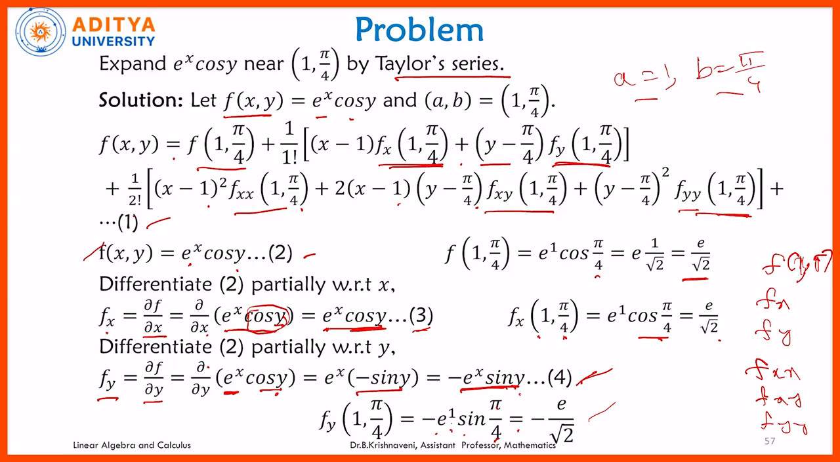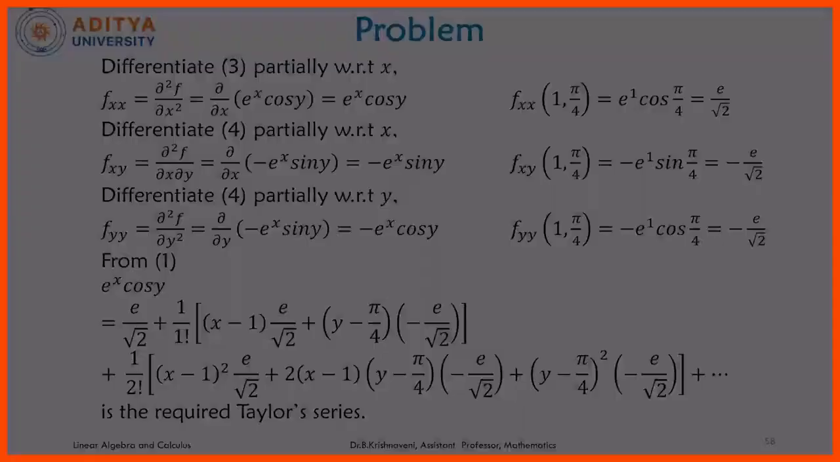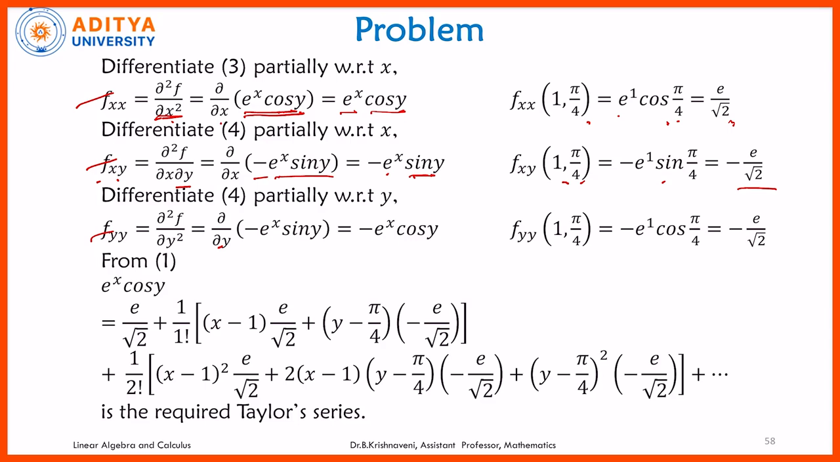Now, we need ∂²f/∂y², that is fyy. Again differentiating this with respect to y, that is ∂/∂y of minus e^x sin y, which is equal to, now x is constant, minus e^x is constant, and the derivative of sin y is cos y. Find out fyy of (1, π/4), which is equal to minus e^1 into cos(π/4). So, that is equal to minus e by root 2.